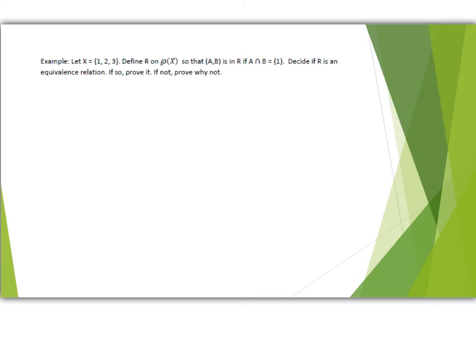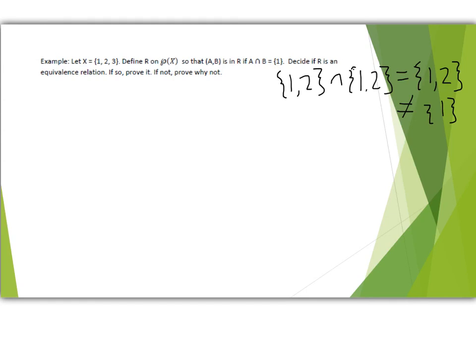Okay, I hope that you have decided that it is not, and I'm going to give you a super quick proof why not. So I'm just going to look at the set 1, 2, and I'm going to intersect it with the set 1, 2. Their intersection is 1, 2. And that intersection is not just the set containing 1. And so that means that the set containing 1, 2 is not related to itself, so this relation is not reflexive. And boom, I am already well assured that this is not an equivalence relation, because it has to be all 3: reflexive, symmetric, and transitive.